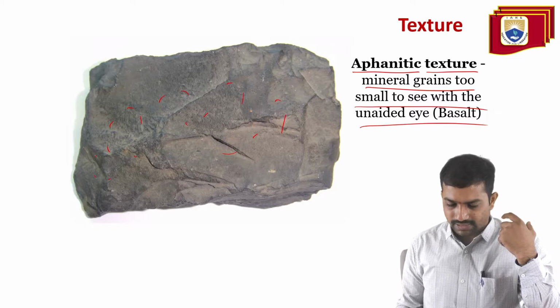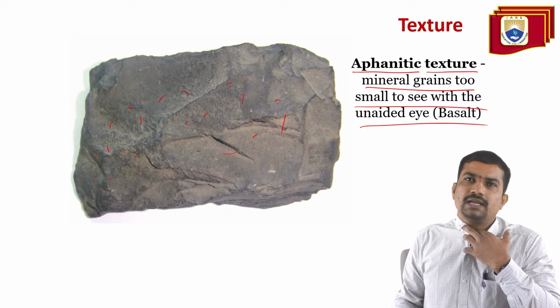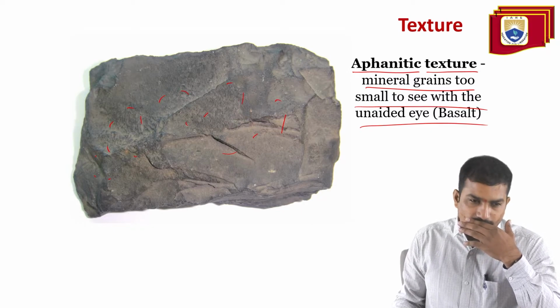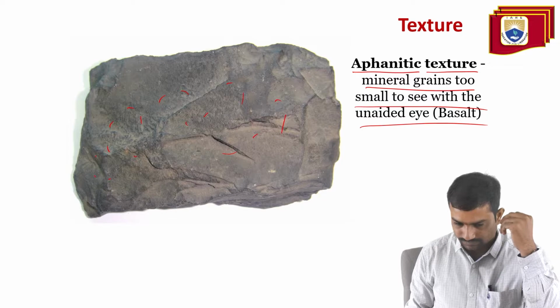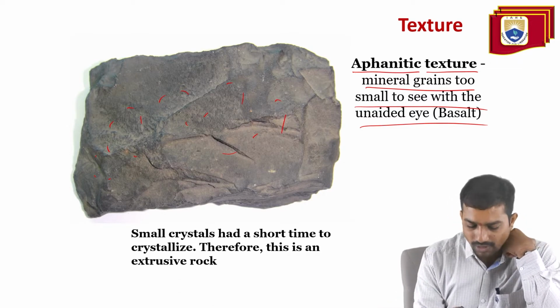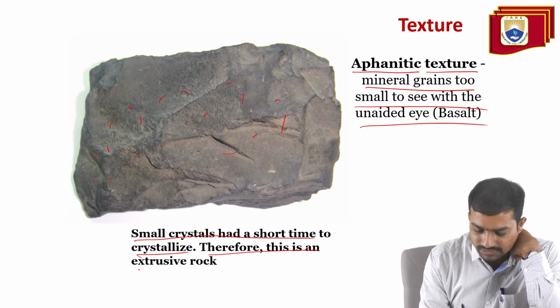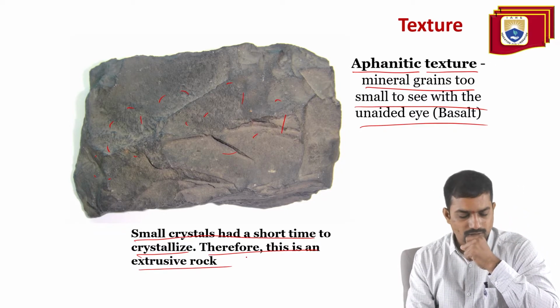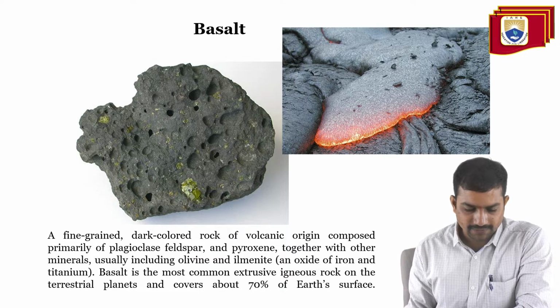And here is basalt, which is dark colored and basically an extrusive type of rock. So small crystals had a short time to crystallize, therefore this is an extrusive rock. So this is again basalt.